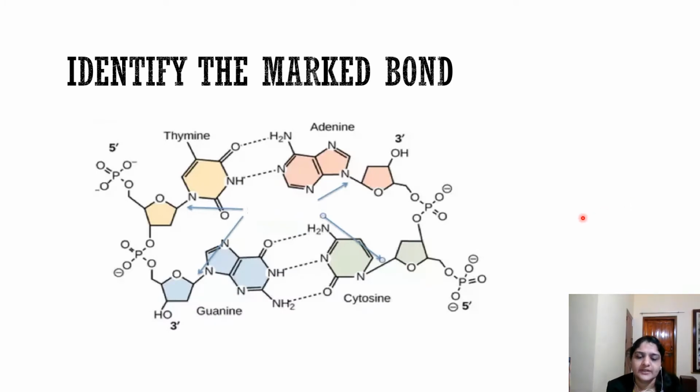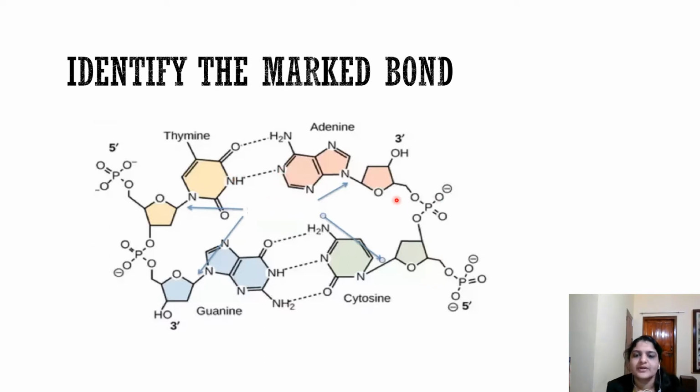Moving on to the third question. Identify the marked bond. So these bonds shown in the arrows. What are these bonds? What is the linkage? The N of pyrimidine is attached to the ribose sugar by means of which bond? So that is the question. And what is the ribose sugar attached to the pyrimidine by? Answer is beta N glycosidic bond.